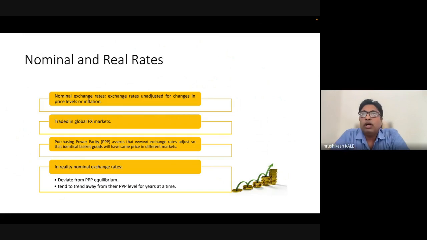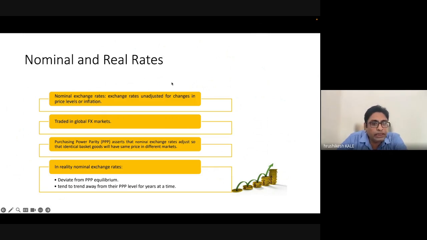Now, based on interest rate parity, there are certain things which you need to look for, like real rates. It has been found that interest rates are affected by inflation also, and only inflation comes between nominal and real interest rate.